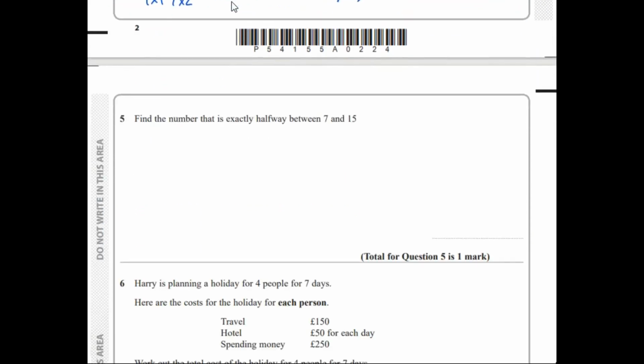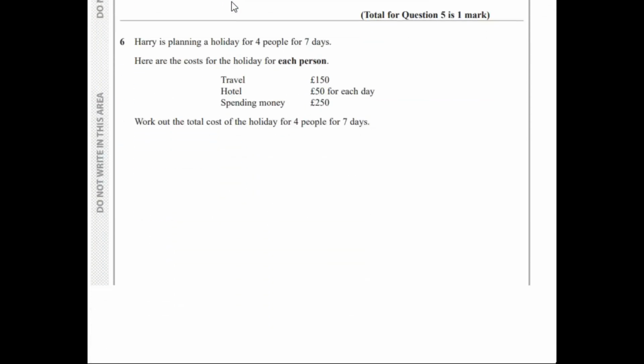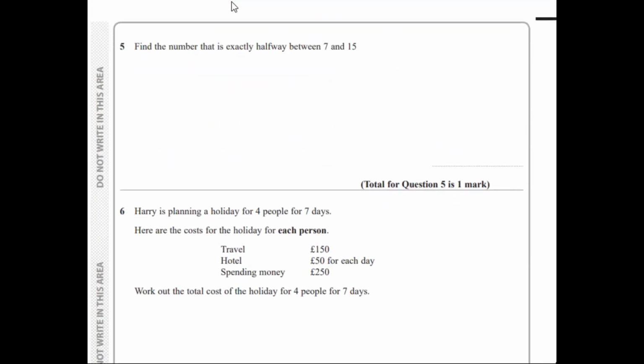So next up we have number 5. Find the number that is exactly halfway between 7 and 15. There's quite an easy way of doing this. If we write out 7, 8, 9, 10, 11, 12, 13, 14, 15, just write them all out. Now if we count in from the sides, the number that's going to be in the middle of 7 and 15 should be in the middle here somewhere. So get rid of 7 and 15. Always make sure we're getting rid of them in pairs.